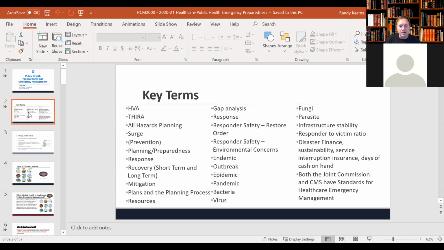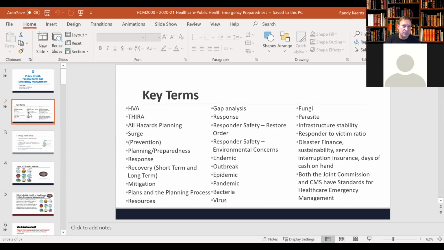And while emerging infectious disease has far more implications than just what we're going to be dealing with in the healthcare management world, really the first section of it deals with key and critical components of emerging infectious disease, some of those terms, obviously I'll go over tonight to help tie that in. So again, if we look at our key terms, I've got HVA and THIRA.